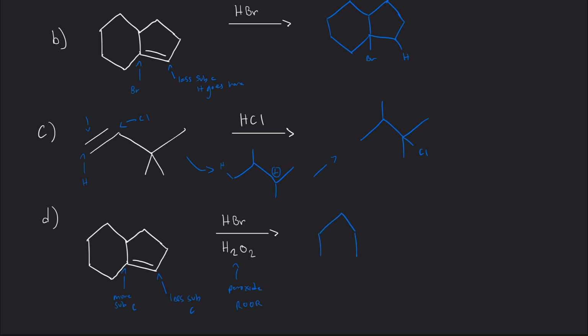So this would be our product. So our Br is going to attach to the anti-Markovnikov position. And at the more substituted carbon, our H is going to attach. So this would be our final product. And you only do anti-Markovnikov whenever you have a peroxide and bromide. Keep that in mind.